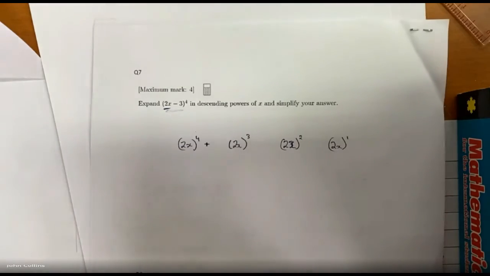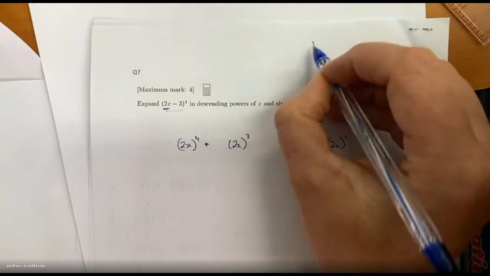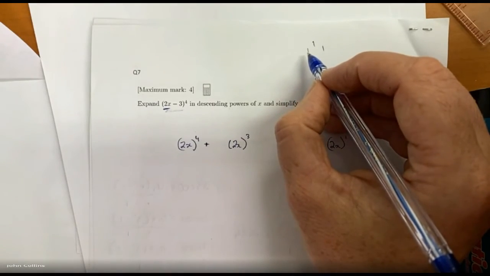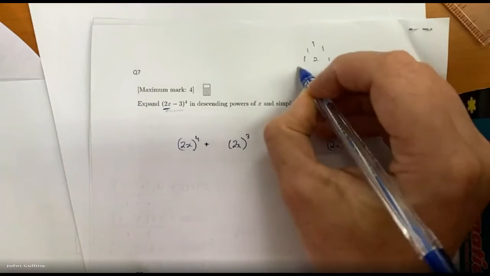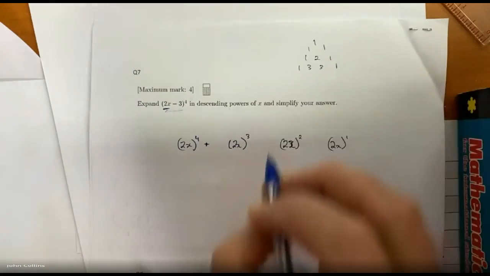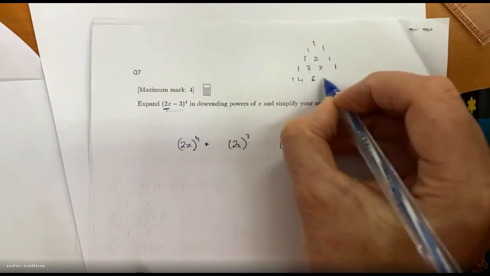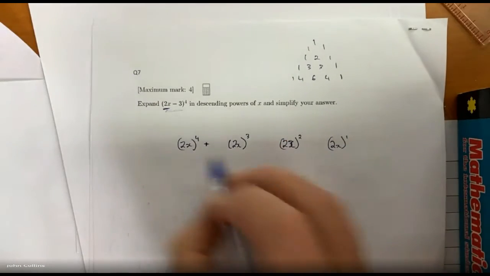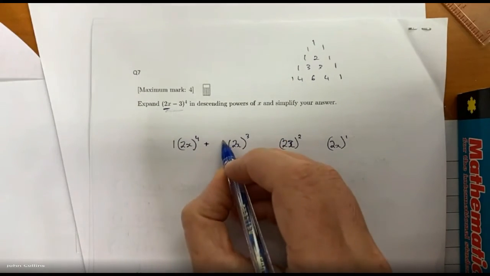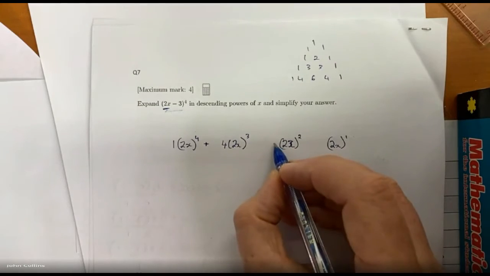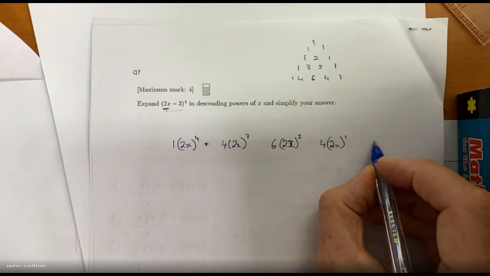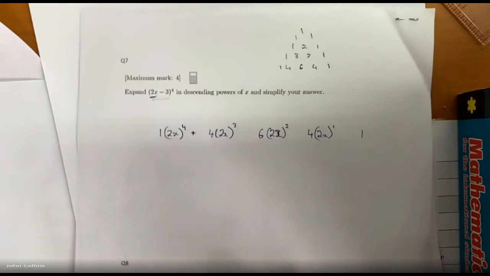Now, it's a non-calculator question, so I'd have to use Pascal's triangle, wouldn't I? Now, I don't have to. I can use the calculator and use the choose function, but I just want to show you without the calculator. So if it's to the power of 4, I use the row with 4 here. So I know the first one's going to be 1. The second term is going to have a coefficient of 4. Third term is going to have a coefficient of 6. The next one's a coefficient of 4. And the last one's going to have a coefficient of 1, but it's probably unnecessary.